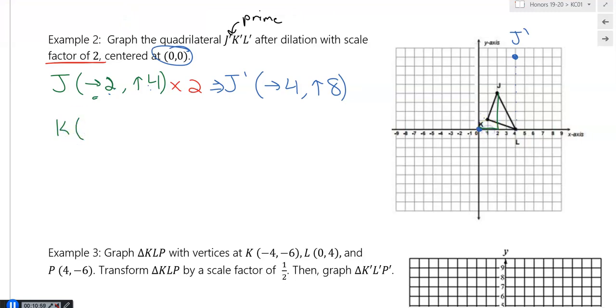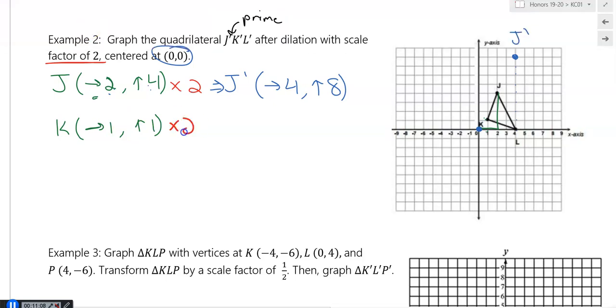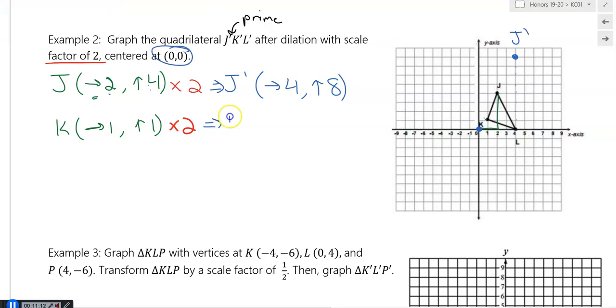So now point K is here. It's 1 right, 1 up. So right 1, up 1. And then our scale factor is 2. So that will give us our new K prime. That is 1 times 2 is 2. So I'm going to go right 2. 1 times 2 is 2. So I'm going to go up 2. The direction will never change. Okay, so I'm going to go right 2, up 2. That's going to be the new K prime.